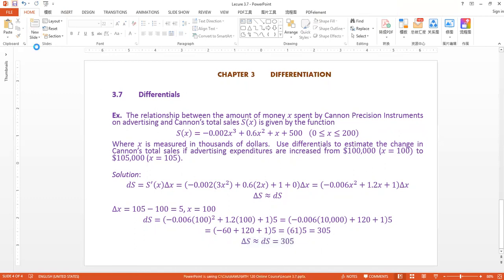But this 305 is just the total sales, and it's in thousands of dollars. So if you put $5,000 more on top of $100,000 in advertisement, you're going to get a revenue increase of $305,000.